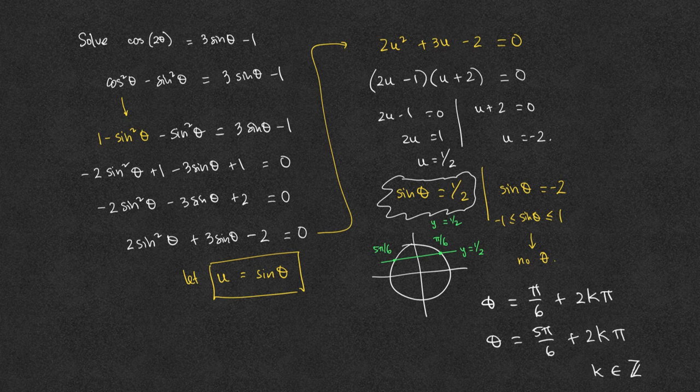k can be positive or negative. If k is positive, k equals 1 tells us to go around the unit circle counterclockwise one more rotation. k equals 2 tells us to go around the unit circle another rotation. If k is negative, then we would simply go around the unit circle clockwise. So we would obtain the negative solutions. There are infinitely many solutions in this case.